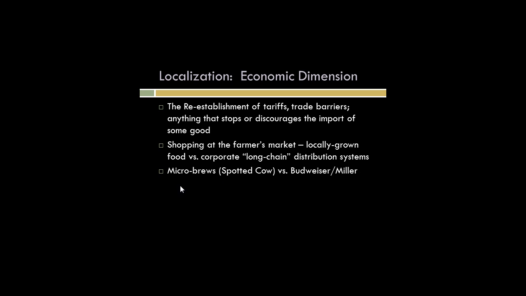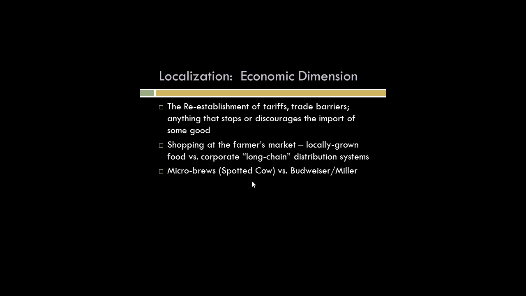A similar kind of situation can be found here, and I'm hoping that this third example is something that all of us can relate to. You have a choice when you go to, let's say, the liquor store. You can buy a macro brew, i.e. Budweiser or Miller, or you can spend just a little bit more money in most cases and purchase a micro brew. One example is Spotted Cow, which is brewed right here in southern Wisconsin.